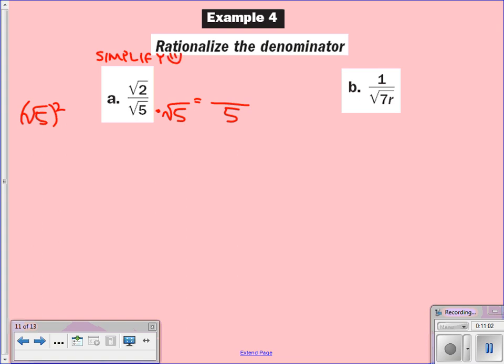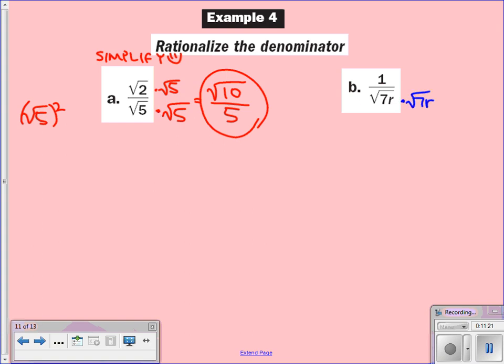If I multiplied by the square root of 5 on the bottom, I have to multiply by the square root of 5 on the top. And now I have the square root of 2 times the square root of 5, both square roots. And that I can simplify. And there we go. So what gets rid of the square root of 7r in the denominator?